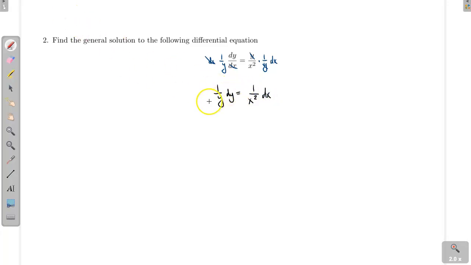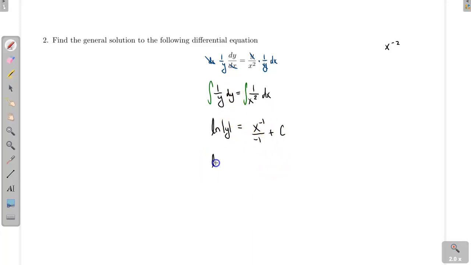All right, once I separate, I integrate. And these two look very similar. 1 over y looks really similar to 1 over x squared, but you actually do these antiderivatives in two different ways. 1 over y turns into the natural log of y. 1 over x squared, well, 1 over x squared is x to the negative 2. So I'm going to add 1 to that exponent and divide by the new exponent, and then do plus c.